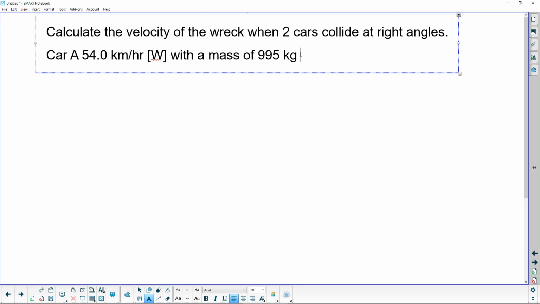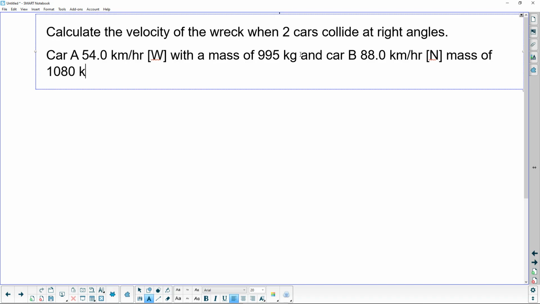And car B, sorry. It's going 88.0 kilometers an hour north. Okay, and it has a mass 1,080, so three significant figures, kilograms. Okay, and they stick together.